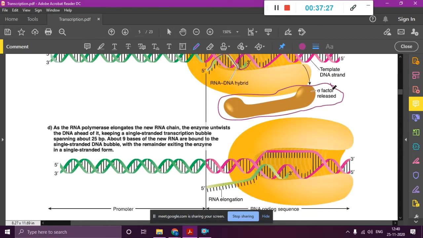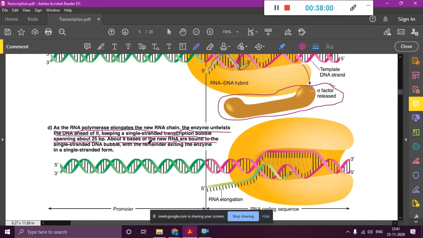Okay. As the next step, as the RNA polymerase elongates the new RNA chain, the enzyme untwists the DNA ahead of it, keeping a single stranded transcription bubble spanning about 25 base pairs. About 9 bases of the new RNA are bound to the single stranded bubble, while the remaining exits the enzyme in a single stranded form.